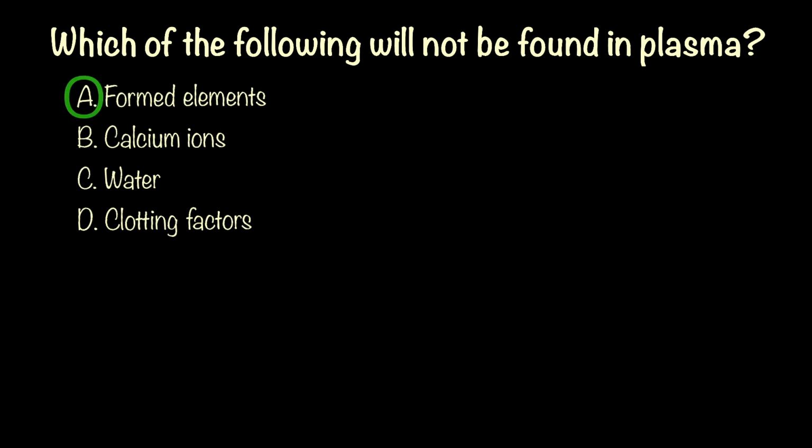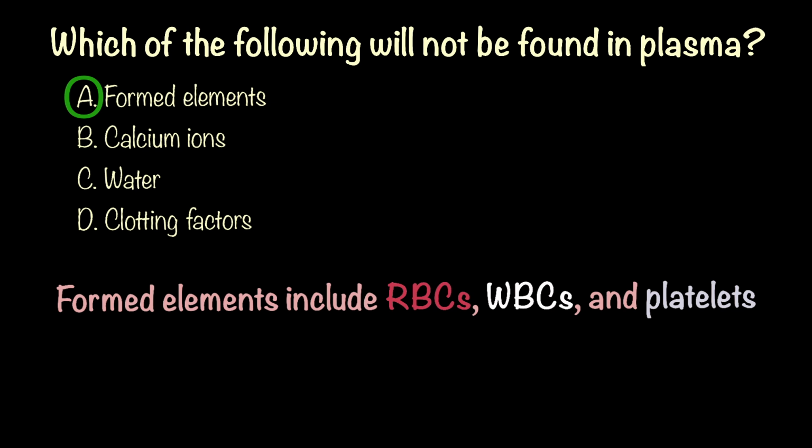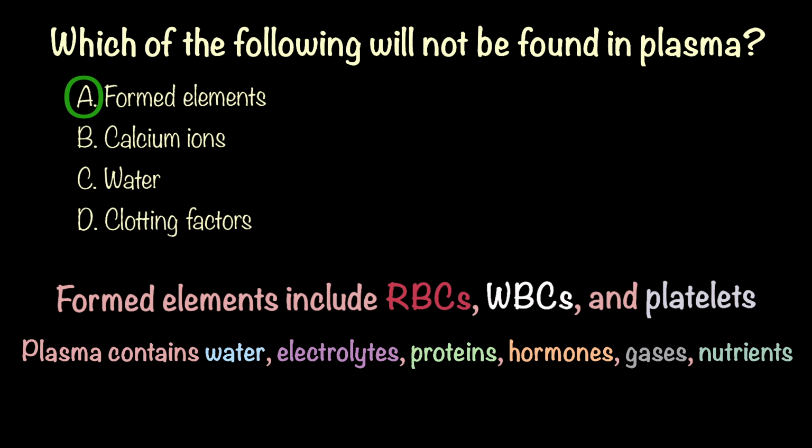The answer is A, formed elements. Formed elements, which include red blood cells, white blood cells, and platelets, are cellular components found in whole blood but not in the plasma. Plasma is the liquid portion of blood, and it contains water, electrolytes, such as calcium ions, proteins, such as clotting factors, hormones, gases, and other solutes.